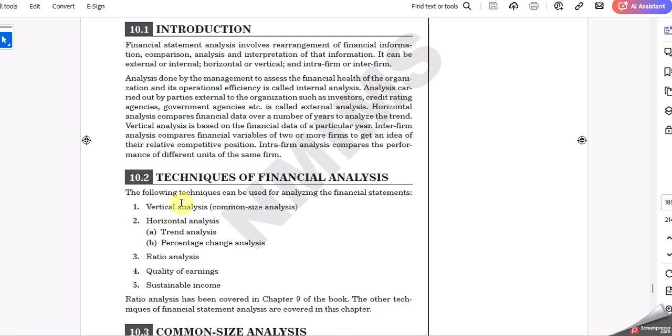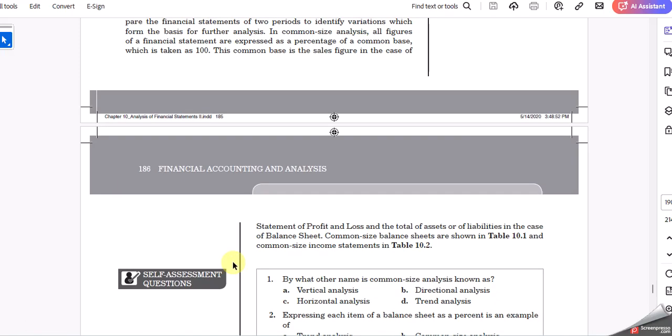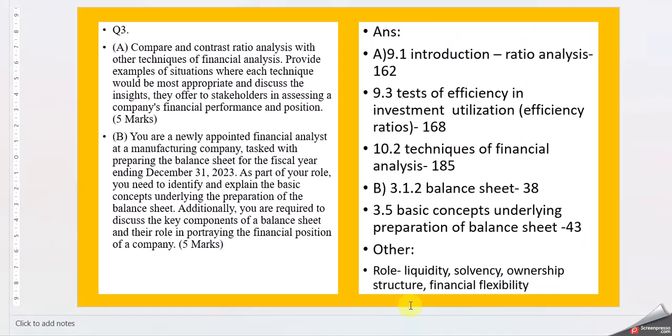In techniques of financial analysis, you have vertical, horizontal, ratio, quantitative and sustainable information. For a 5 marks question, the information is too high. What you can do is give a very small, brief explanation of this, which will be sufficient to come close to 500 words.